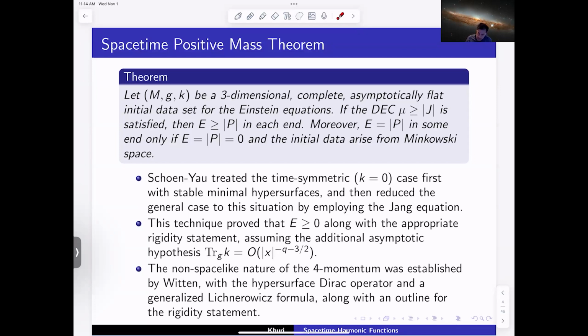So the original treatments of this theorem in the early 80s are due to Schoen and Yau. They had a two-step process where they used stable minimal hypersurfaces followed by deformation back to the original case using the Jang equation.